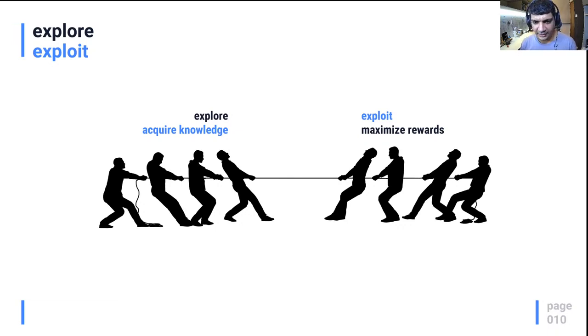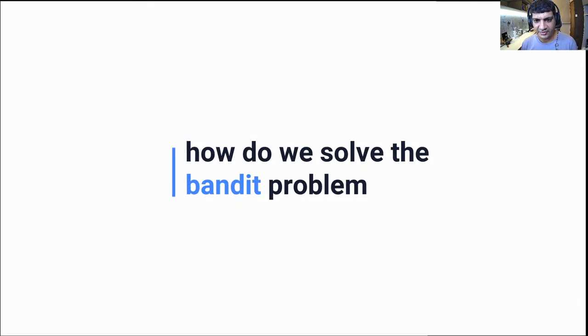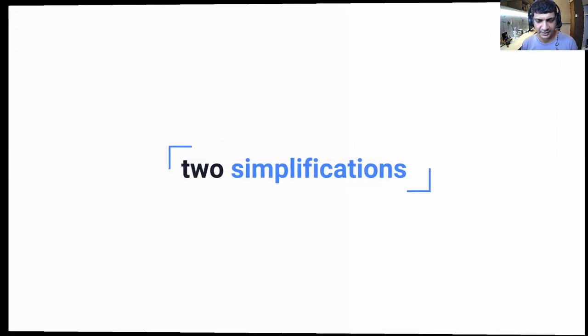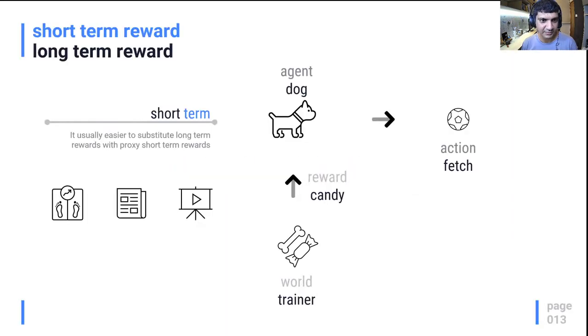All right, let's move on. So how do we solve the bandit problem, right? We have made two simplifications. So we say that, hey, we want to go out and achieve the long-term goals, but we cannot substitute long-term goals. We have to substitute them with short-term goals because, as we said, as long as we get the rewards immediately, meaning the rewards are not delayed, it's a bandit problem.